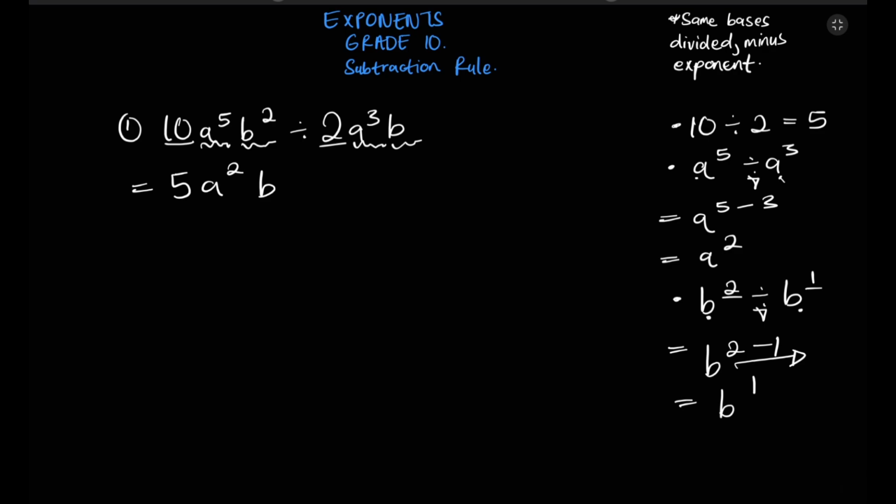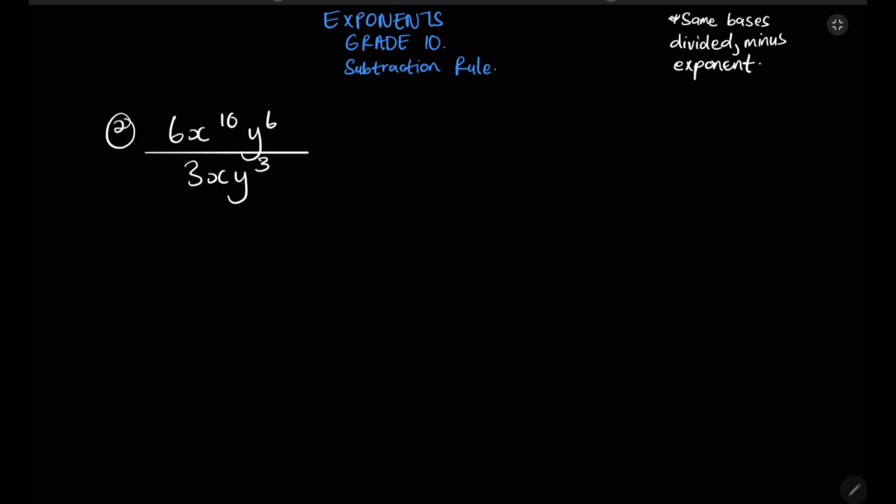Let's try number 2. Let's try 6x to the power 10 y to the power 6 divided by 3xy to the power 3. This is the same as 6x to the power 10 y to the power 6 divided by 3xy cubed. The notation differs, but we still follow the same steps. What do we start with?